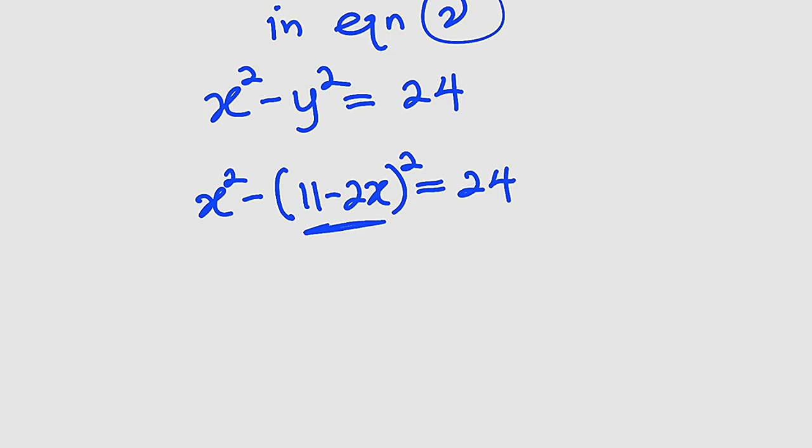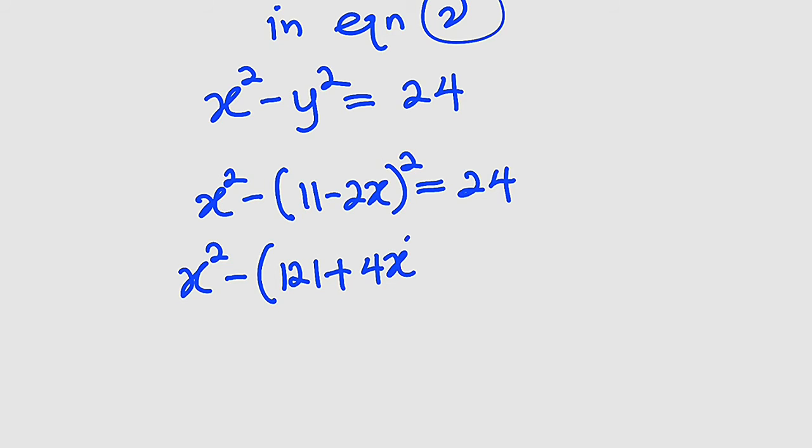Let us expand this. We have x squared minus the whole of this. The first term squared, 11 squared is 121. Then (2x) squared is 4x squared. Then 2 times 11 is 22, times 2x will give us negative 44x. And this is equal to 24.